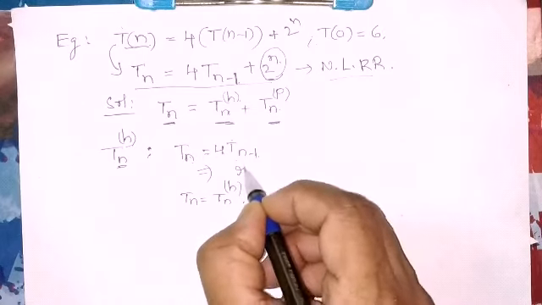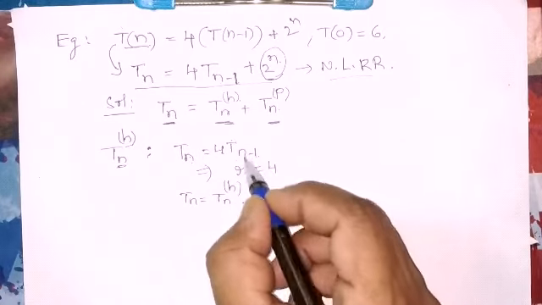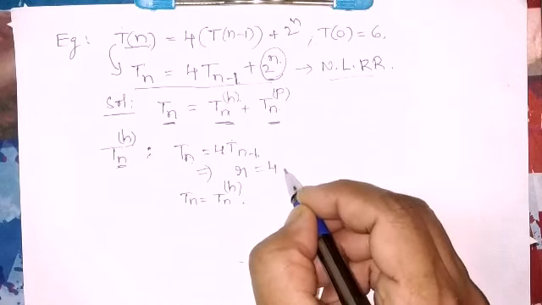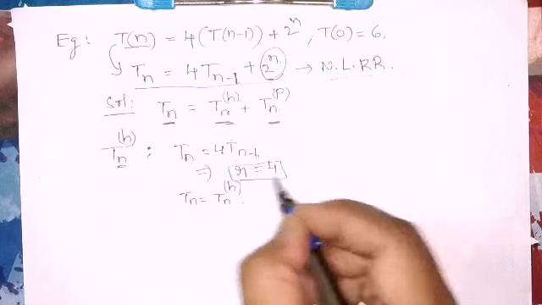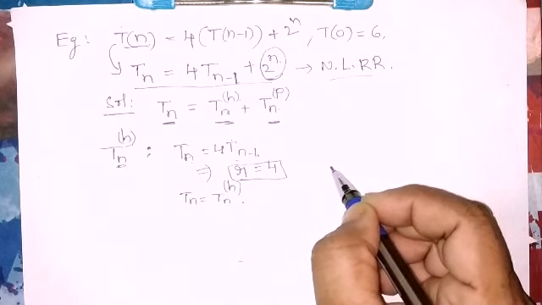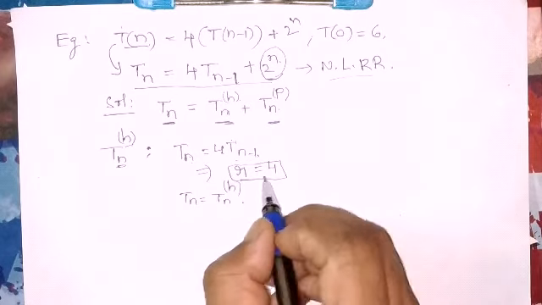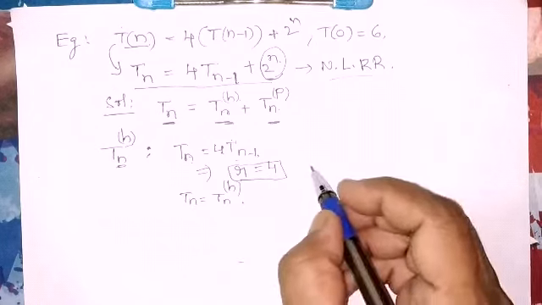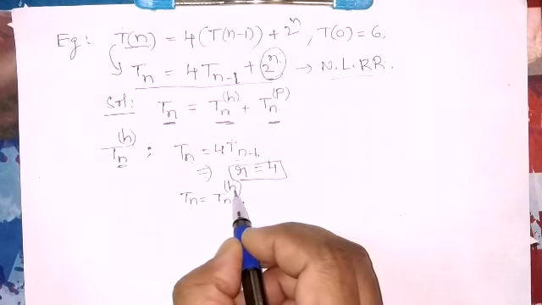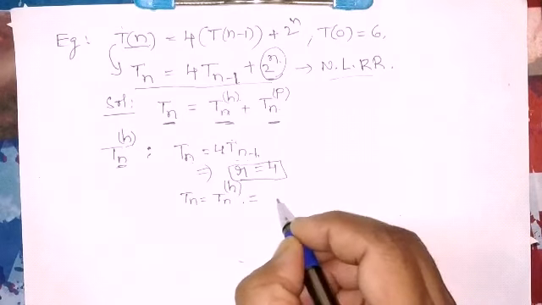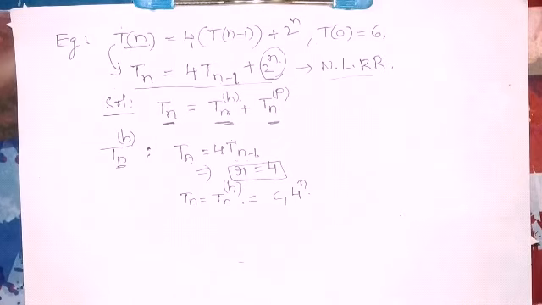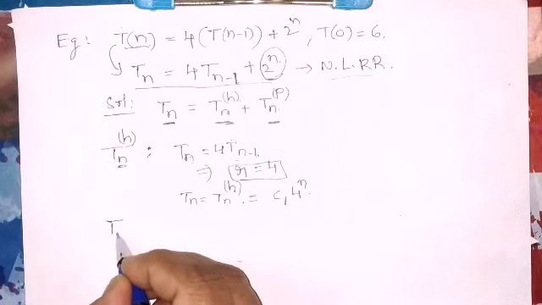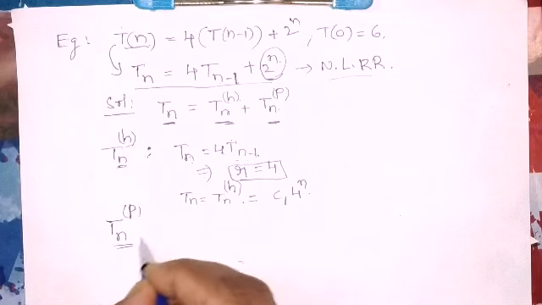Tn has to be replaced by R. Tn minus 1 has to be replaced by R power 0, 1. So we have got the auxiliary equation R equal to 4, which is giving us only one root, 4. Therefore, the homogeneous part of the required solution is written as a constant C1 into 4 to the power n. Now let us calculate the particular solution part.